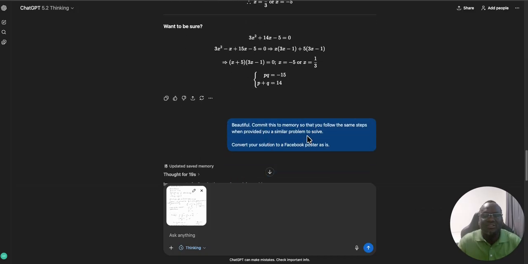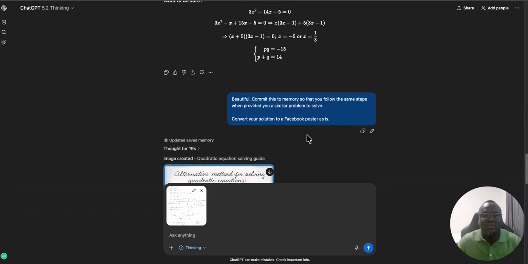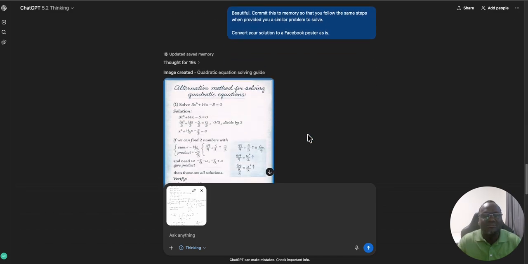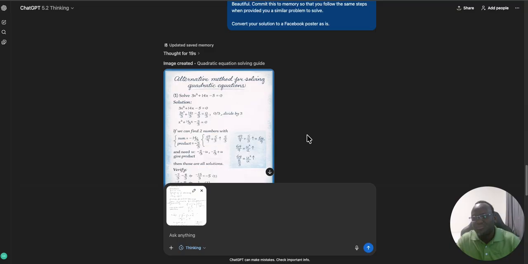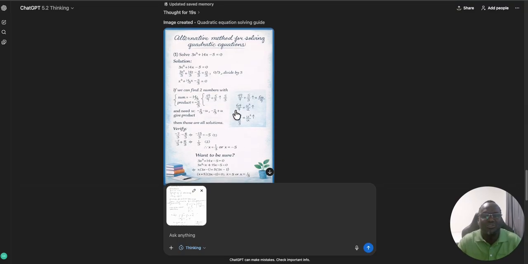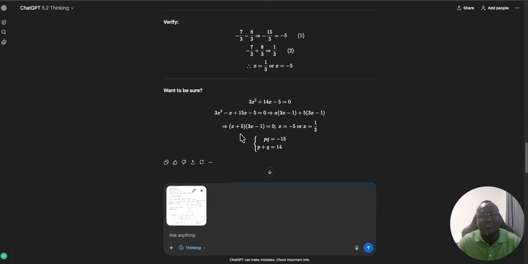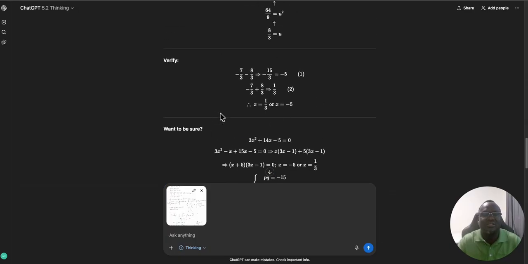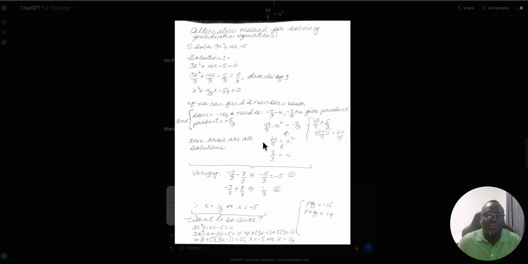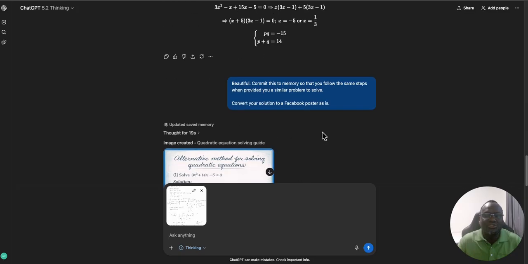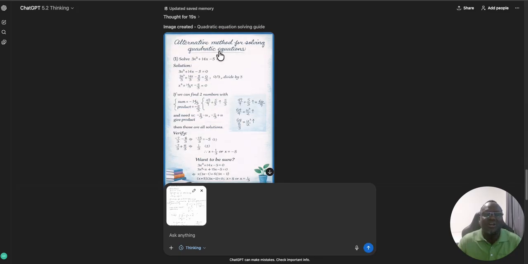And so this is what I wanted to show you. I asked it to convert this to an image, but it didn't do a good job. So I'm going to disregard the image, and that's why I'm doing a video, so that I can show you what ChatGPT can do. Let me go back here. So this is how I did it by hand. And ChatGPT was trying to mimic my handwriting, and it did an excellent job.